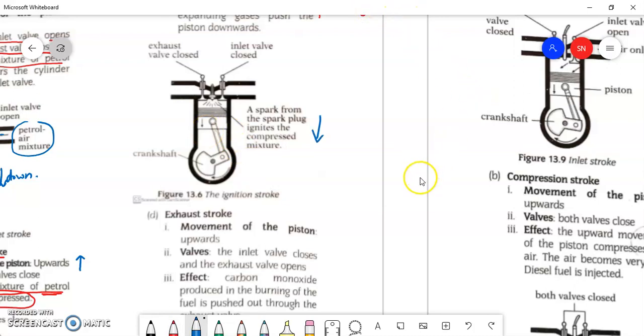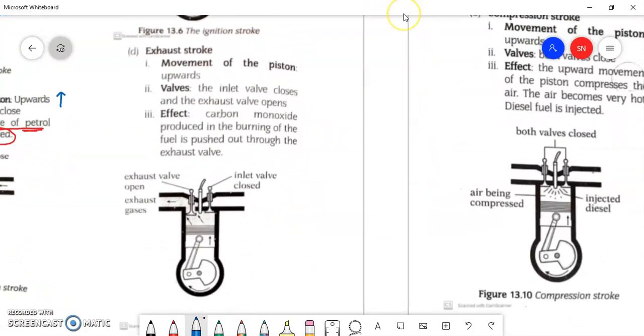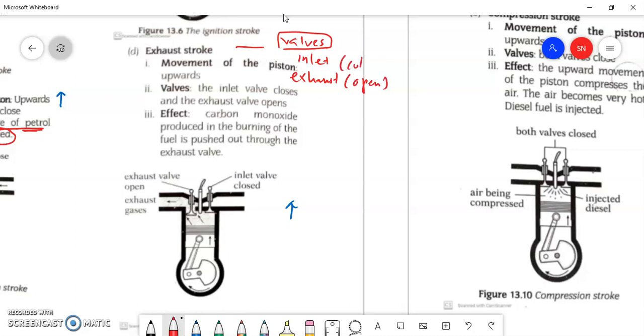Finally the 4th stroke is called the exhaust stroke. In the exhaust stroke, the movement of piston is upwards. Let's look at the valves. Now the valves here, we have inlet and exhaust as usual. For exhaust stroke, exhaust will be open, inlet will be closed.